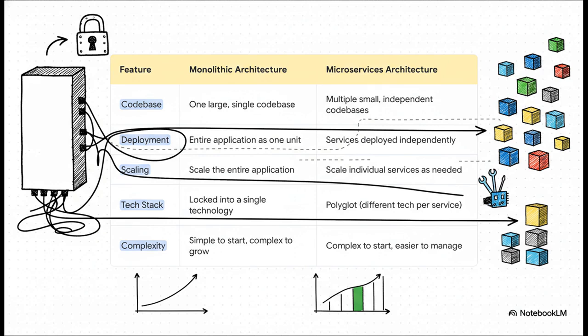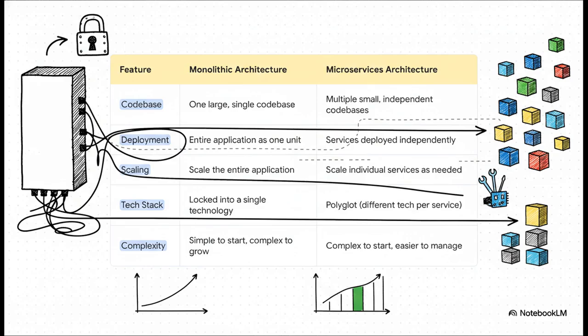For your codebase, a monolith is one giant file, while microservices are a bunch of small, separate ones. This obviously affects deployment. Monoliths are all or nothing, while microservices get updated one at a time. Now, scaling. This is a huge one. With a monolith, if one tiny part of your app gets super busy, you have to make copies of the entire thing to handle the load. But with microservices, you just scale up that one busy service. It's way, way more efficient.